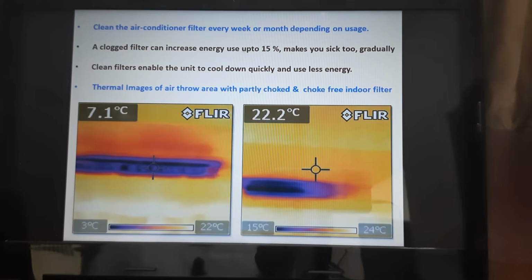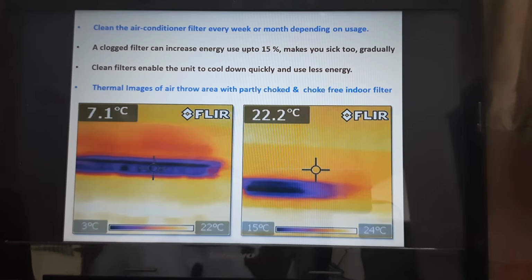Whatever the indoor air conditioner filter is, you can see the clogged filter and the clean filter. With the clogged filter the temperature goes down only to 7 degrees, whereas with a clean filter it's around 22 degrees, and energy consumption goes up by almost 15% with a clogged indoor filter. So routinely clean your air conditioner, either weekly or monthly depending on your usage.